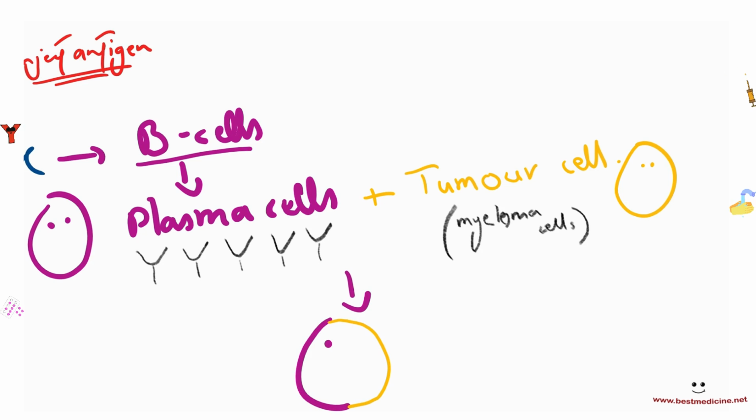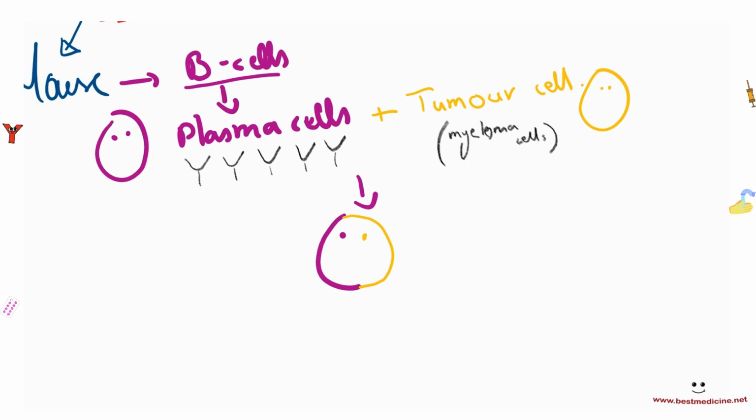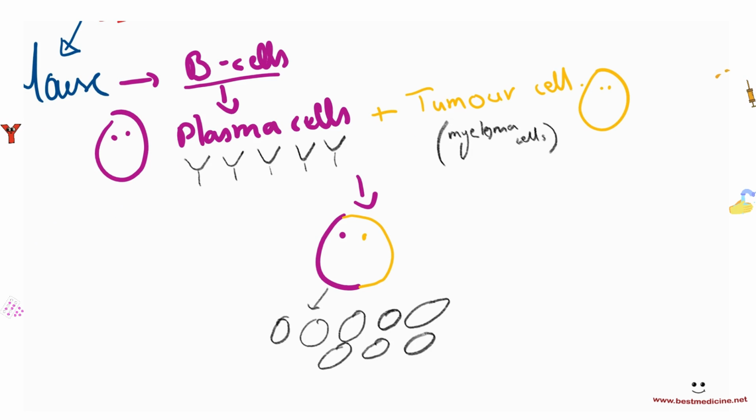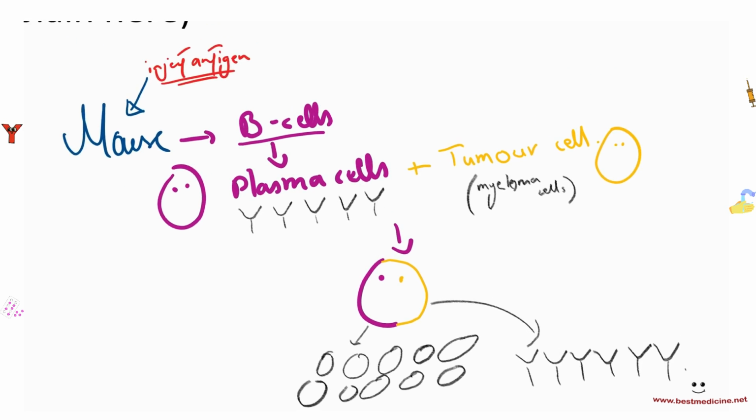So a hybridoma cell has two qualities. Number one, this particular hybridoma cell is dividing like crazy, right? So it's dividing like crazy and producing many copies of itself. And number two, it is producing all of these antibodies, right? Each of those copies is producing the same antibody that we want. And that's how it works.